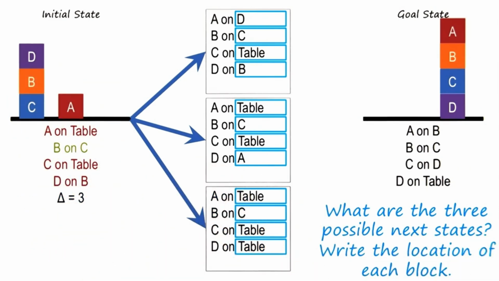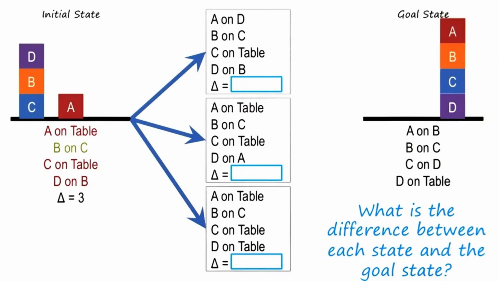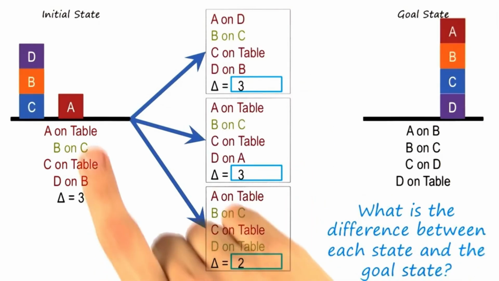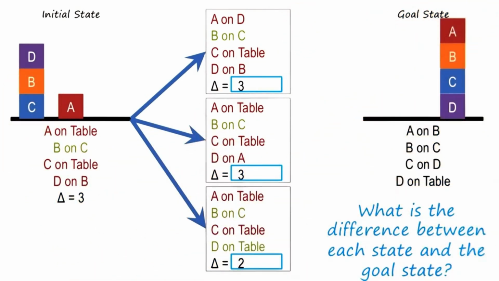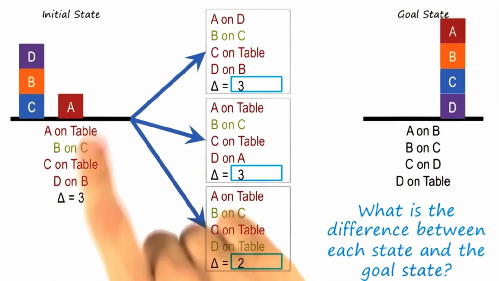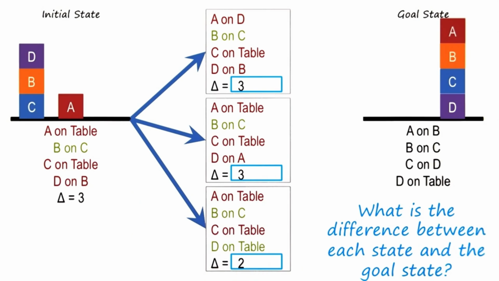That's good, David. Okay, now for each of these states that is possible from the initial state, what are the differences as compared to the goal state? Please write down your answers in these boxes. What answers did you come up with, David? So for the first one, if we put A up on D, we haven't accomplished any of the goals that we hadn't already accomplished, so our difference is still 3. Similarly, for putting D on A, our difference is also still 3 because we haven't accomplished anything new. However, if we put D down on the table, we've accomplished one of the goals we hadn't accomplished before, so there our difference is 2.